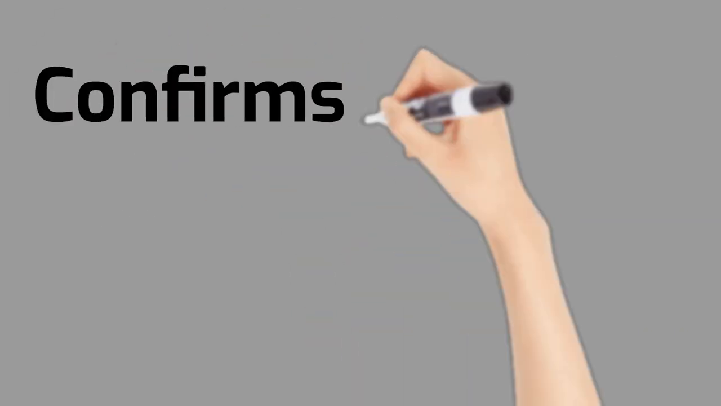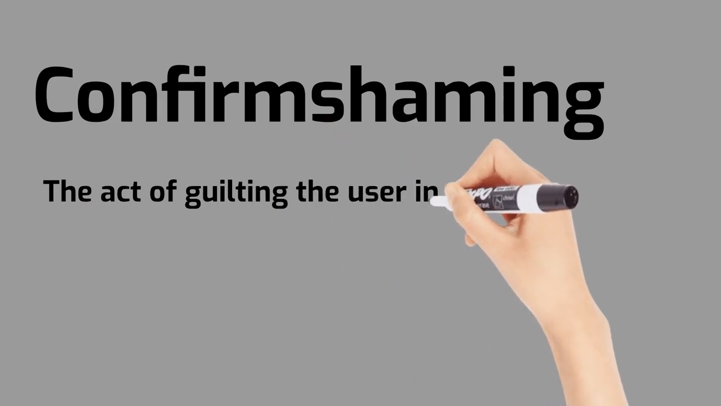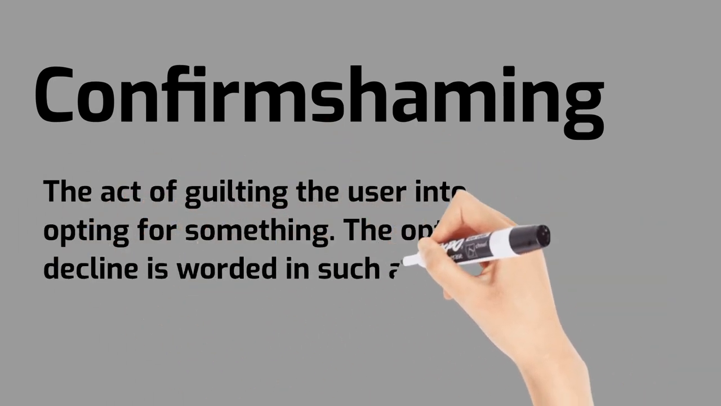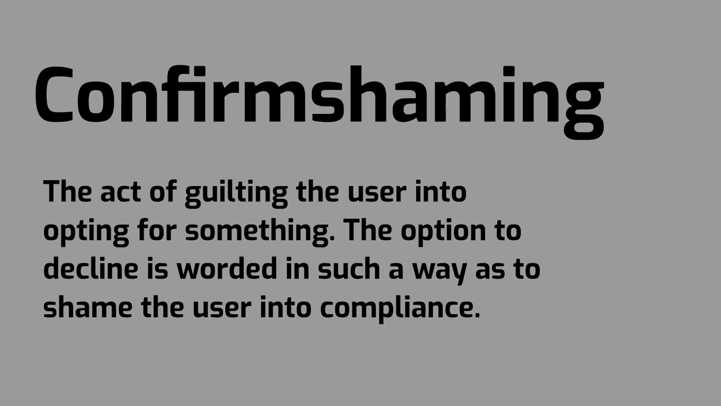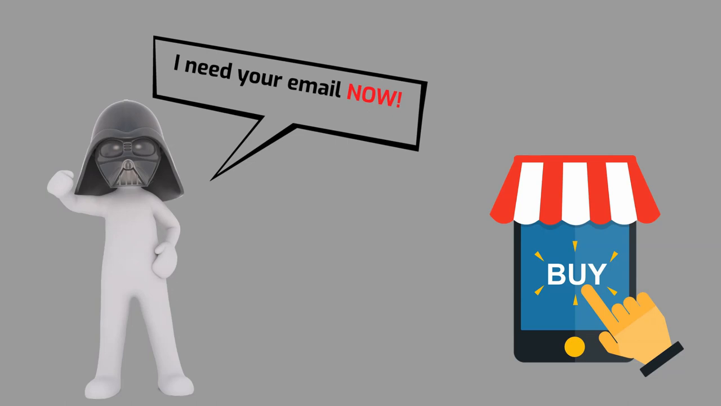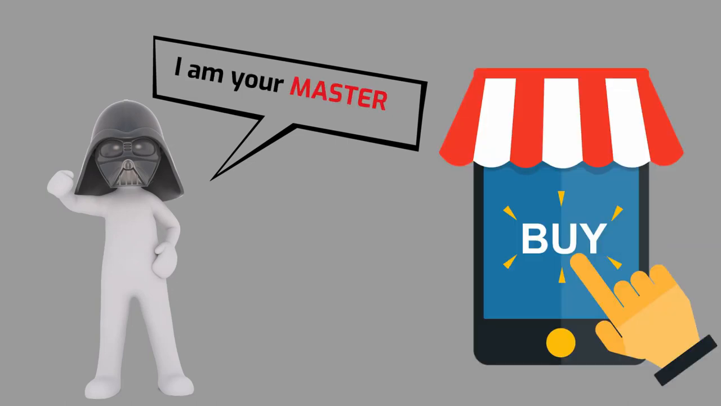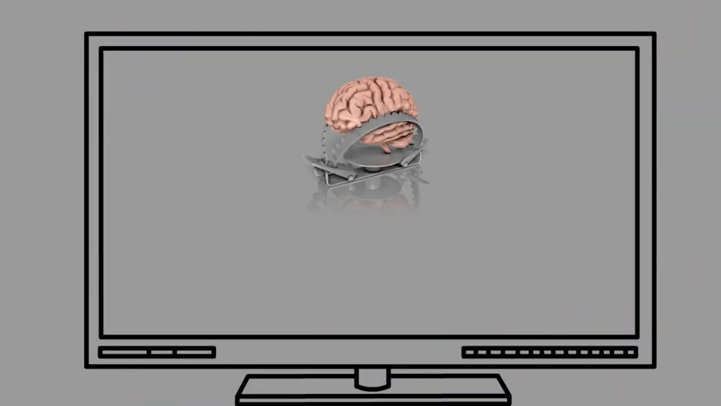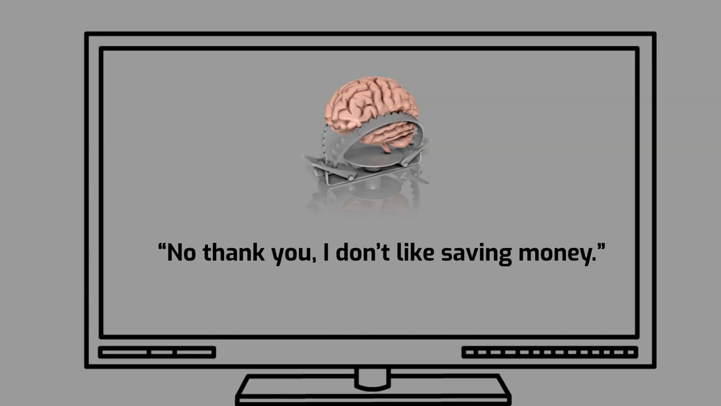Confirm shaming. The act of guilting the user into opting into something. The option to decline is worded in such a way as to shame the user into compliance. For example, an e-commerce site may offer a discount on a user's first order in exchange for their email address. If the user doesn't want to share their email address, they have to click on an option that says something like, "No, thank you, I don't like saving money."